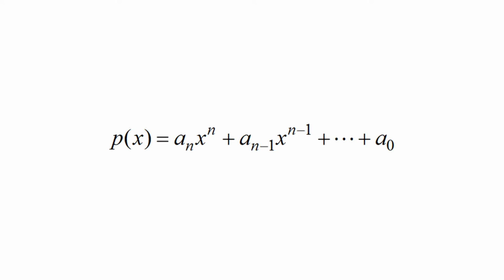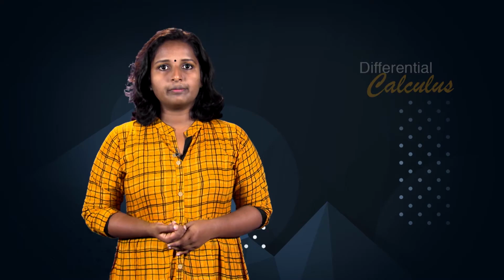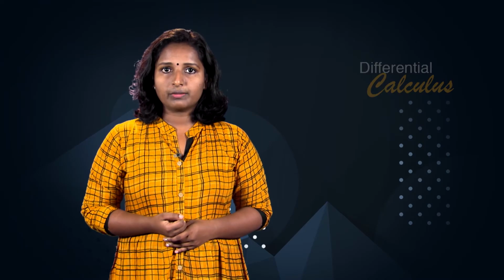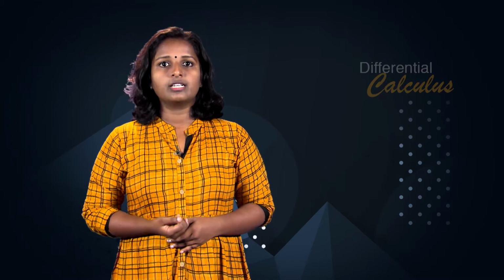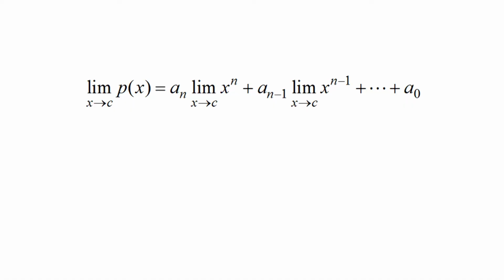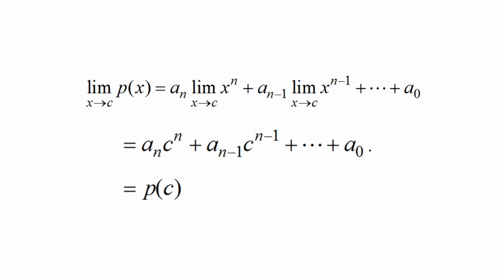Let a_n x^n plus a_(n-1) x^(n-1) plus etc. plus a_0 be a polynomial of degree n. Then by application of the sum rule, constant multiple rule and power rule, and the fact that the limit of a constant function is the constant, it follows that the limit of p(x) as x approaches c is a_n times the limit of x^n as x approaches c, plus a_(n-1) times the limit of x^(n-1) as x approaches c, plus etc. plus a_0, which is equal to a_n c^n plus a_(n-1) c^(n-1) plus etc. plus a_0, which is equal to p(c).